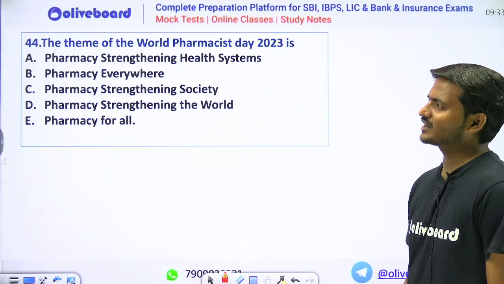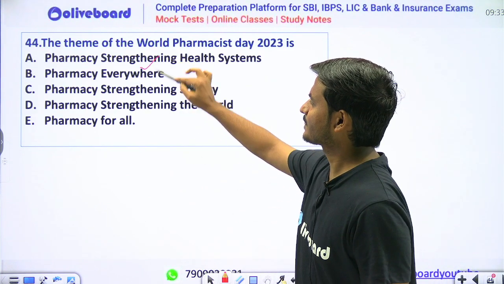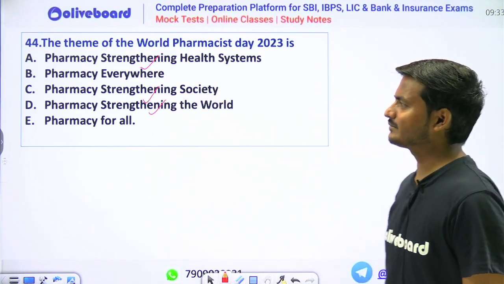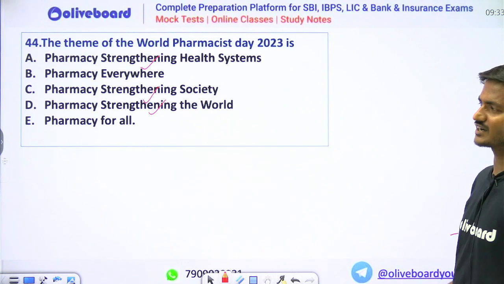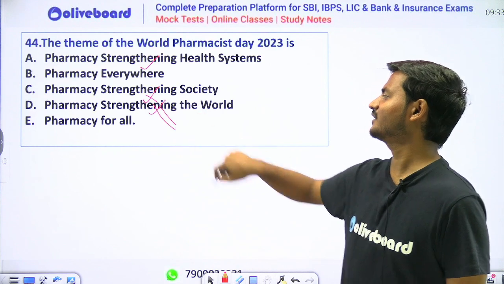You can use the trick here, and the option could be among A, C and D, because all of them are starting with pharmacy strengthening. But here the answer is A. Okay, here the answer is A.